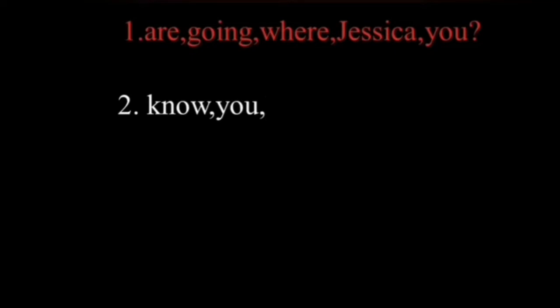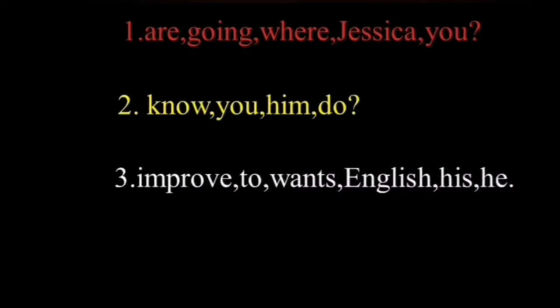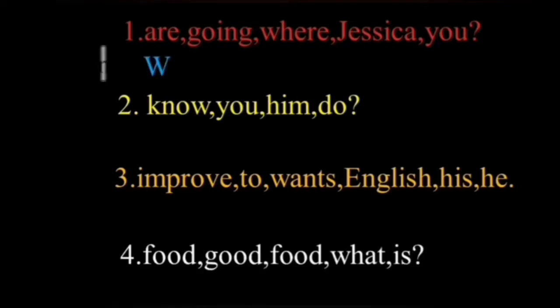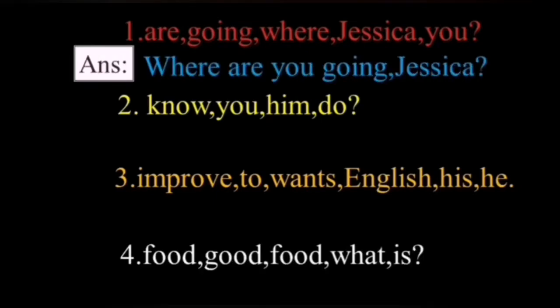Here you are, students, some of the sentences with jumble words. We are going to make them in a correct order. 1, 2. So the first 2 sentences, you can see at the end there is a question mark, and in between them there is a question word. Number 3 ends with a full stop and there is no question word between, so it's a positive sentence. At number 4, you can see a question mark again. So let's solve number 1. Where are you going, Jessica?